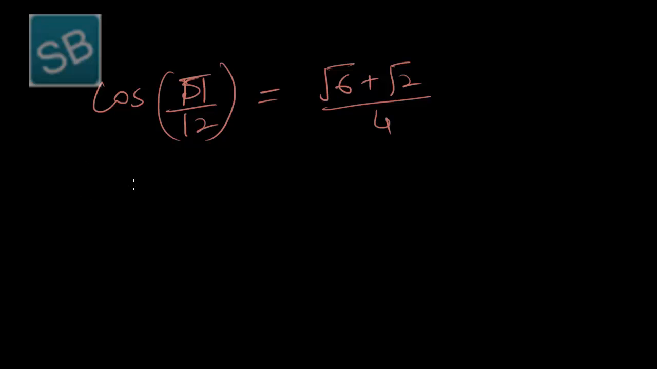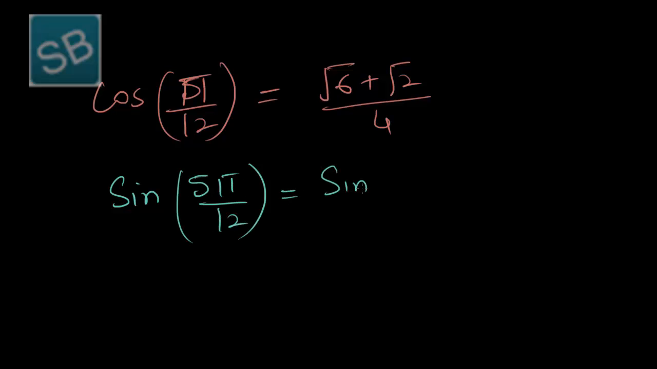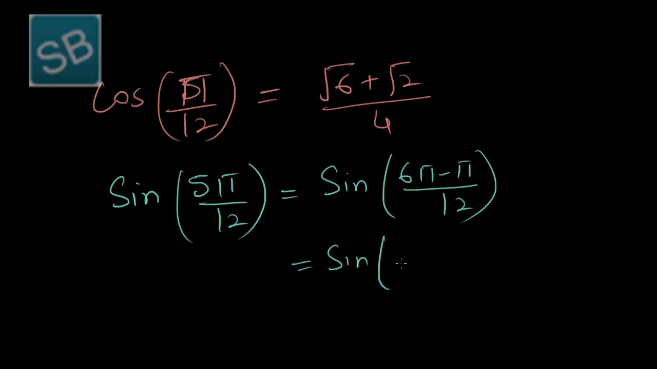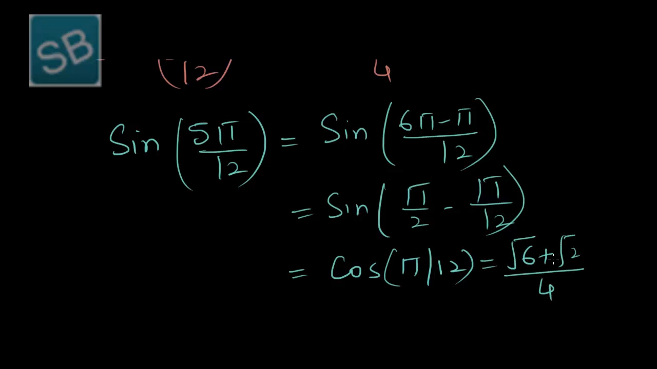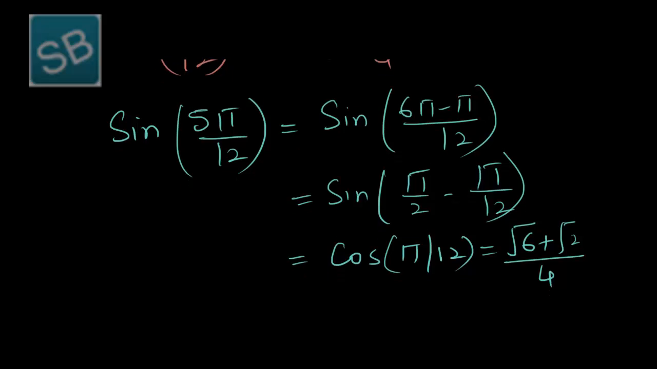Such as, if we have to find sine 5 pi over 12, that is sine of (6 pi minus pi) over 12. So we get sine of (pi by 2 minus pi over 12). Then sine (pi by 2 minus theta) is cos theta. It is cos pi by 12. So the value of cos pi by 12 is (root 6 plus root 2) over 4. So this is the value of sine 5 pi by 12.